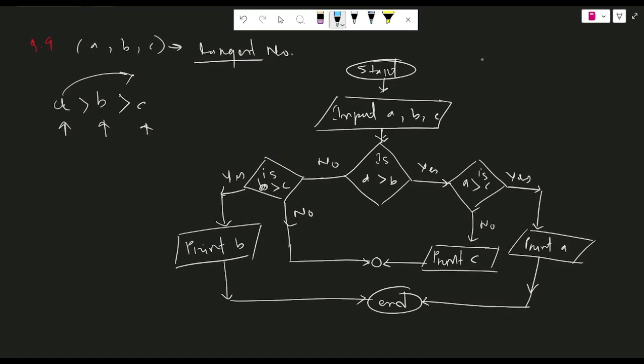Suppose we have taken for one example 6, 4 and 2. Suppose we have assigned a as 6, b as 4 and c as 2. If we compare here, a is 6, b is 4. Clearly we can see that a is bigger, so we will move to this part. Here a is 6, c is 2. Comparing 6 and 2, clearly a is bigger, so we'll move directly to the yes section and print a. So a is the largest.